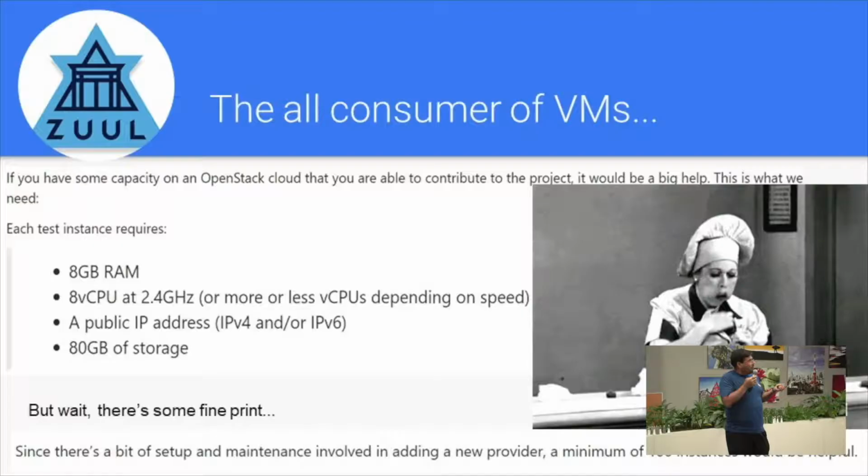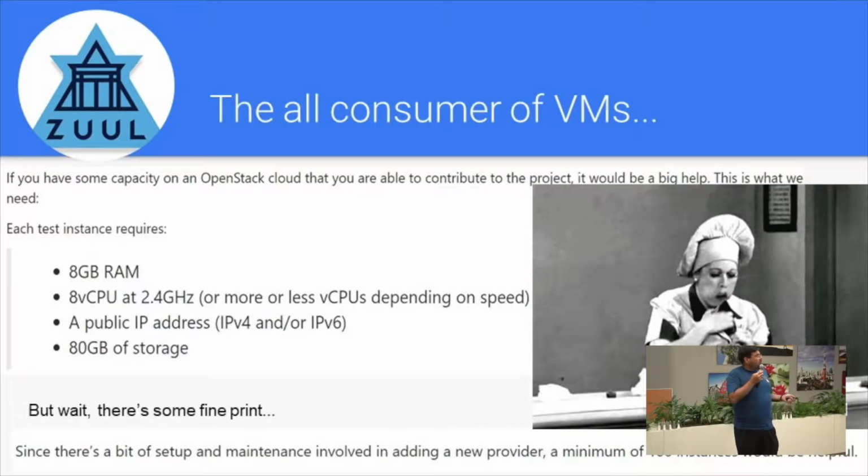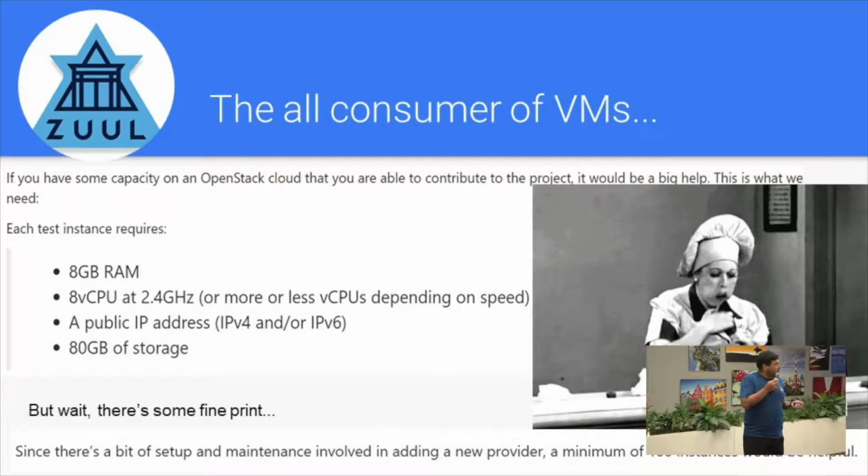They have a couple of guidelines for the virtual machine images they require. So 8 gigs of memory, 8 vCPUs, public IP address, 80 gigabytes of storage. And then there's a little bit of fine print down here where they say they want a minimum of 100 instances. So you take that, multiply it by 100. We went through, that's about 10 physical machines that we got set up on the Packet side.